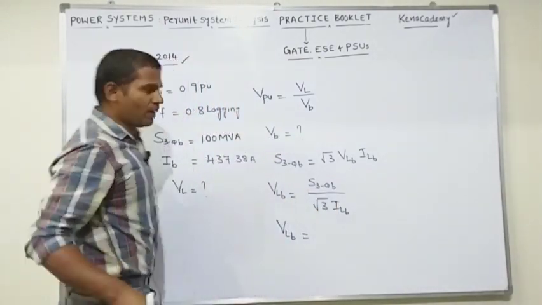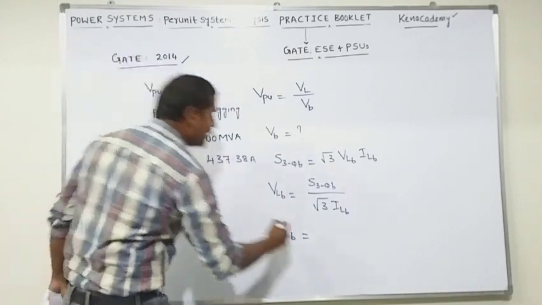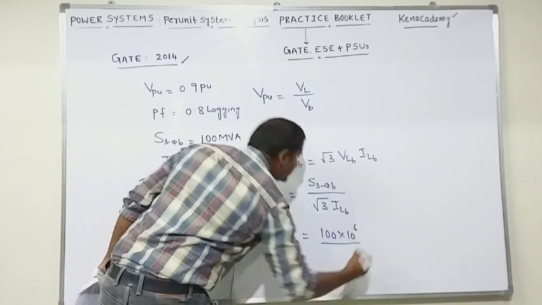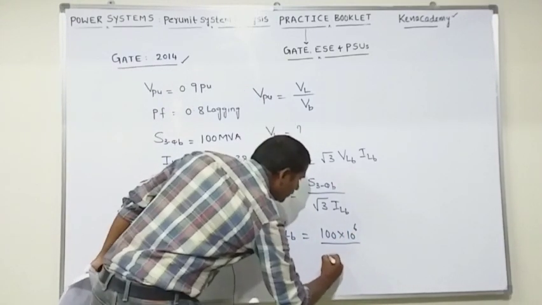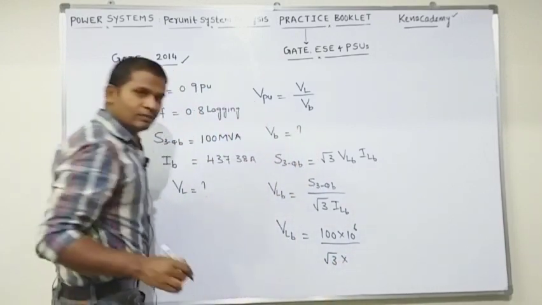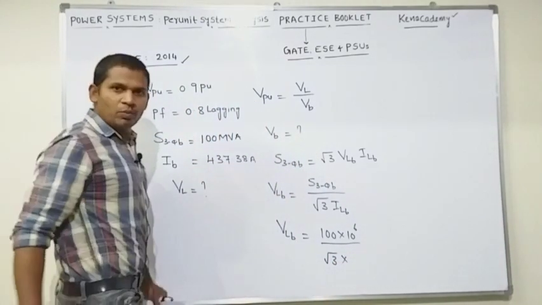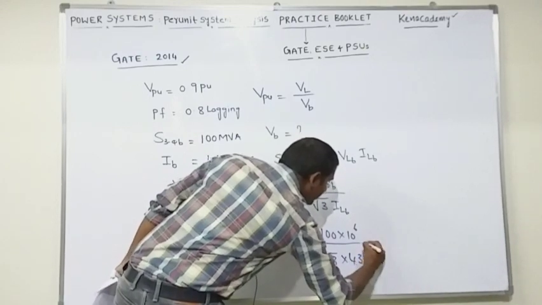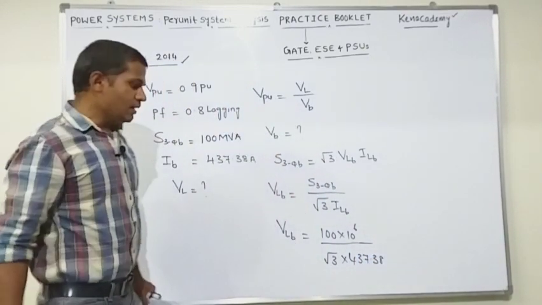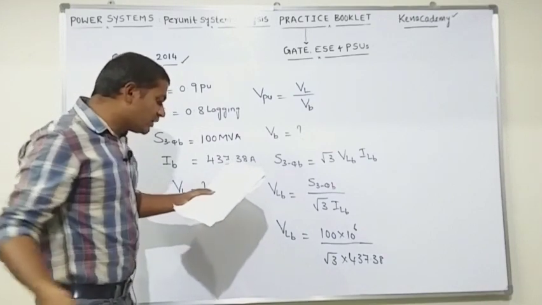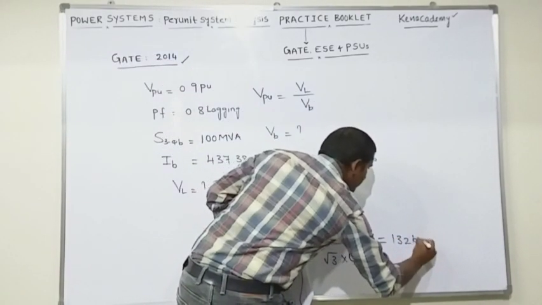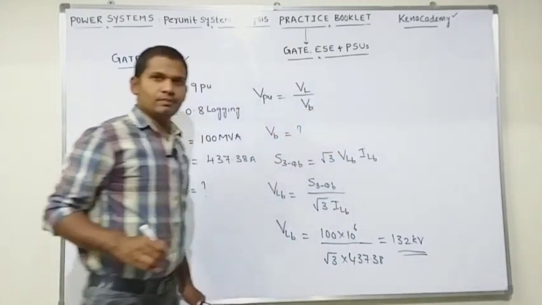What is the three-phase base power? 100 MVA, that is 100 into 10 power 6, divided by root 3 into the base current. What is the base current? 437.38 amperes. Is it correct? Now how much base voltage can we get? You simplify this, we get 132 kV. This is the base voltage.